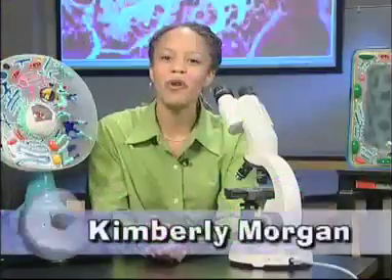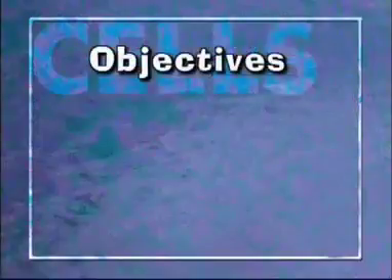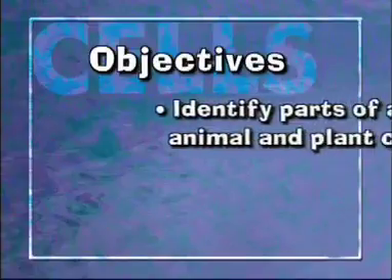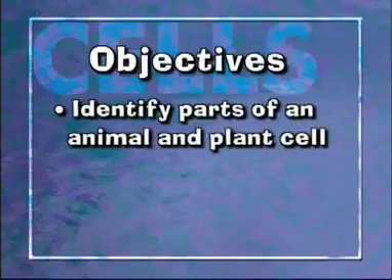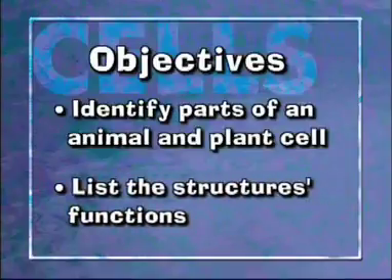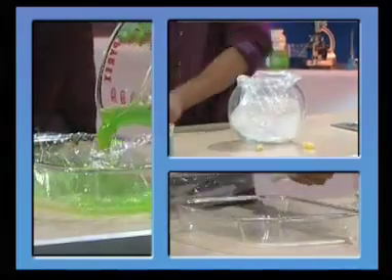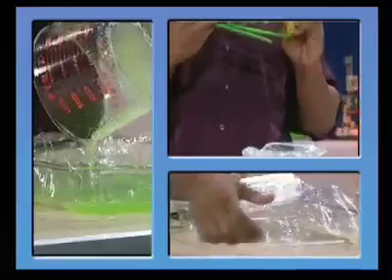Hello, I'm Kimberly Morgan, and today we're going to take an in-depth look at the building blocks of life, cells. And at the end of this program, you'll be able to identify the basic parts of an animal cell and a plant cell. You'll also be able to list the functions of those structures in the cell. We're also going to show you how to build a cell model. It's a great way to see that cells are three-dimensional structures. They certainly don't look that way through a microscope.